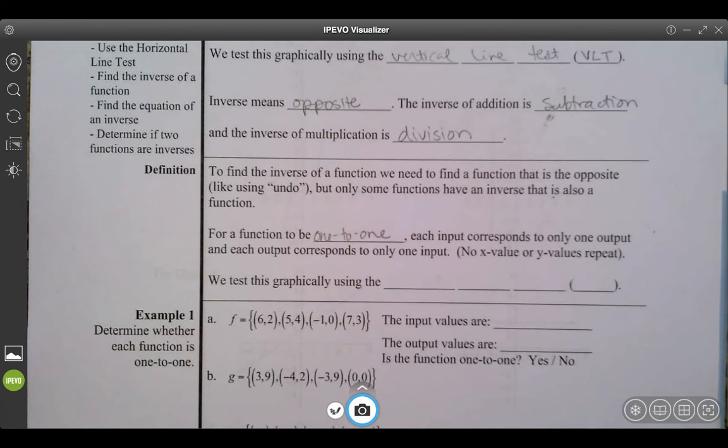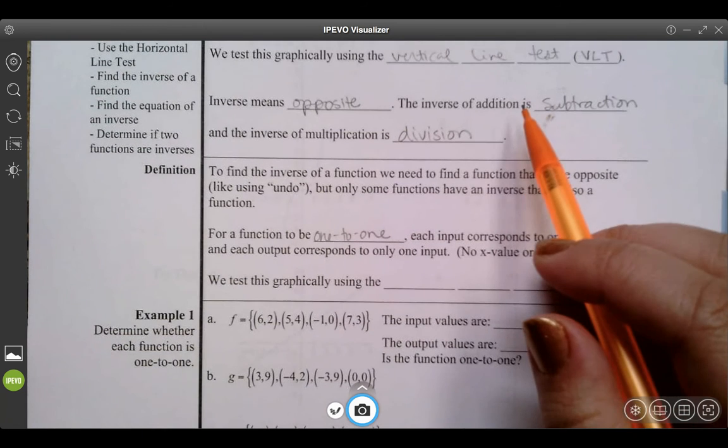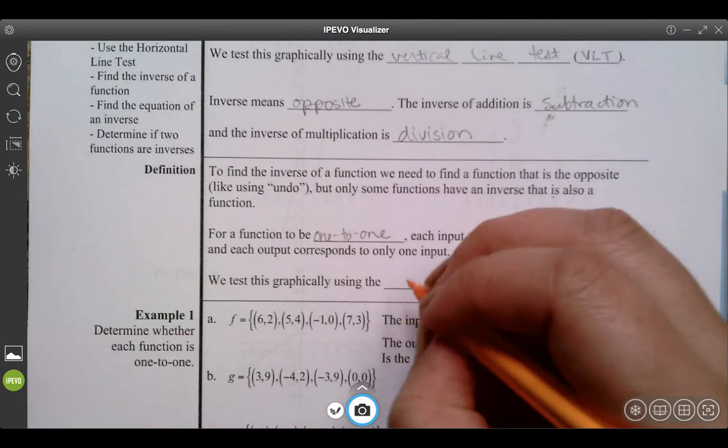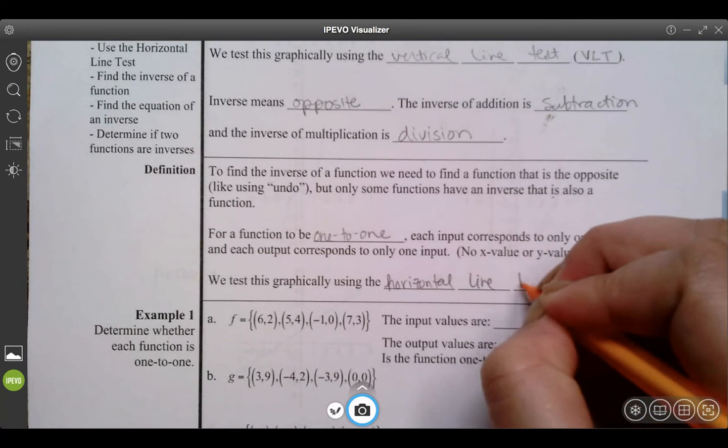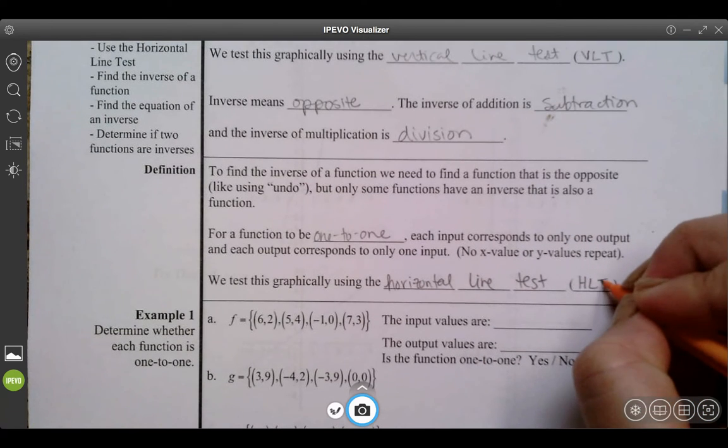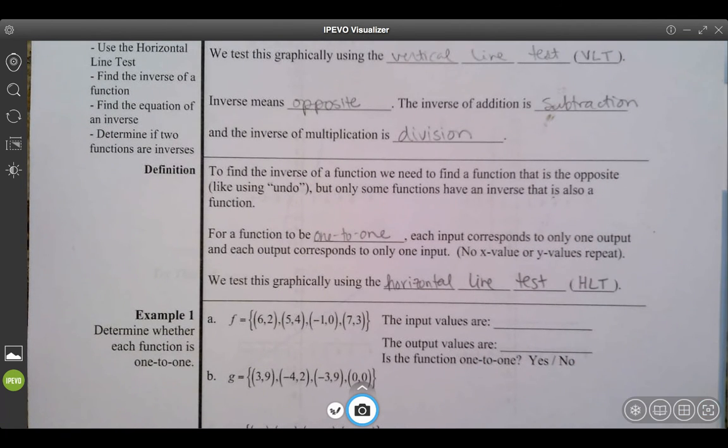A one-to-one function means that only one input has one output, just like a regular function, but also that every output only corresponds to one input. So before we couldn't repeat our x values, now we also cannot repeat our y values. So we add another test. We had the vertical line test before, and now we are also going to use the horizontal line test, HLT. That tests if any y values are repeated. So we have the test for if any x values are repeated, and now we have a test for if any y values are repeated as well.